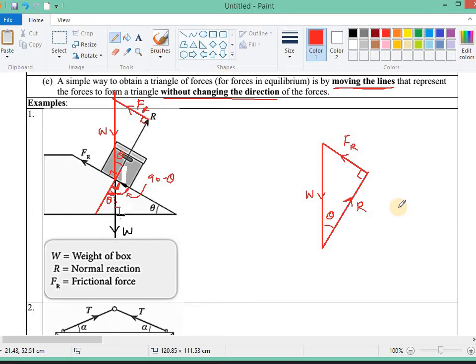Basically, if the question gives you any angle, then you label it inside the triangle. But of course you must label the angle at the correct place. If the question gives you all of the angles of the forces, then you need to label all of them inside the triangle.